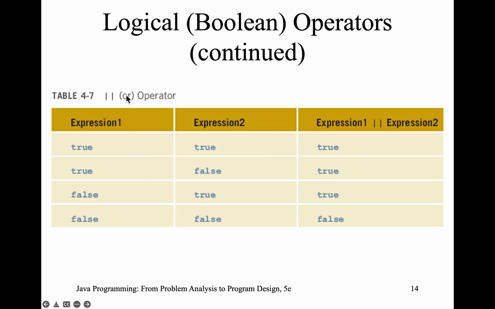Okay, the or operator. When you have an or operator, you just need one of the two sides of the condition to be true. So either the left side needs to be true or the right side needs to be true. So if you have two truths, you get a true. The only time you're going to get a false with an or is if both sides are false.